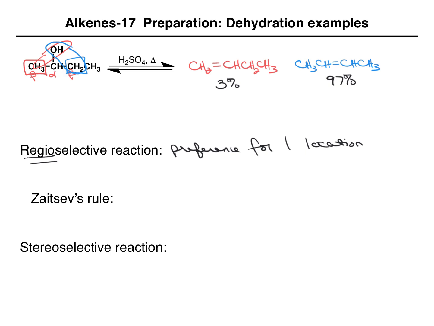So whenever we have an alcohol with non-equivalent beta positions, then we need to apply Zaitsev's rule. Zaitsev's rule tells us that based on empirical evidence, when multiple products can be formed in this reaction, the preference is for the more substituted alkene product.